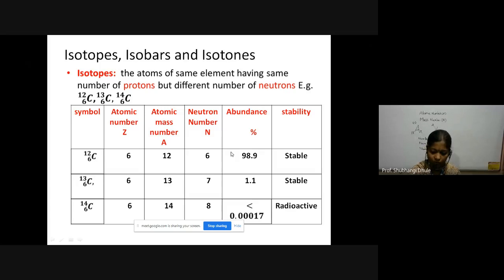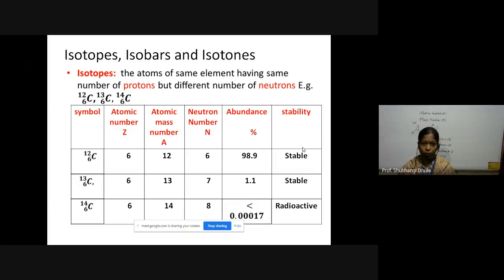Now what is abundance? It is given as 98.9% natural abundance, and the stability here is stable. So what is meant by abundance or natural abundance? There are compounds, elements, and molecules. You know the difference between elements, compounds, and atoms. Compounds are the combination of two or more elements to form a different substance, that is called a compound.